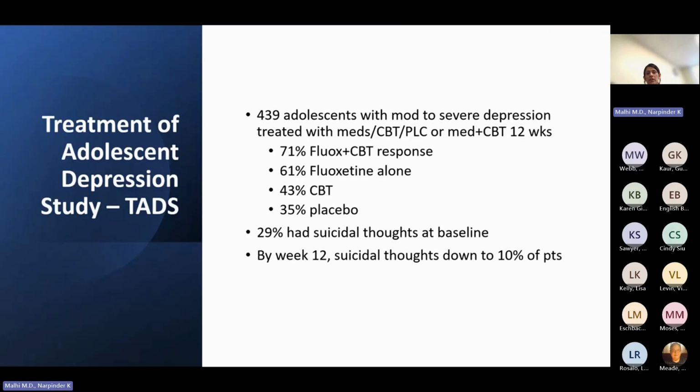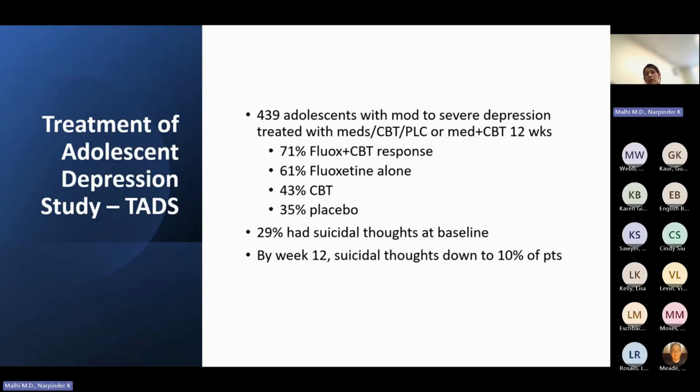And this is another study we know, the TADS study, which is the Treatment of Adolescent Depression Study, where there were 4 arms. In one arm, they gave SSRI plus CBT, which is therapy. In the second arm, they gave only SSRI. In the third arm, they gave only psychotherapy. And in the fourth arm, they gave the placebo. If you look at the numbers, 70% of the patients responded to combined treatment.